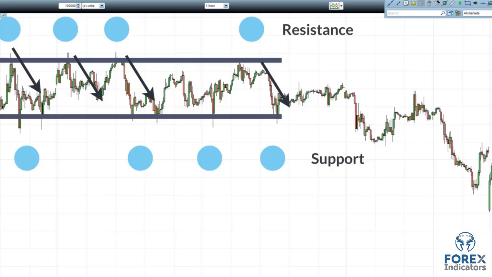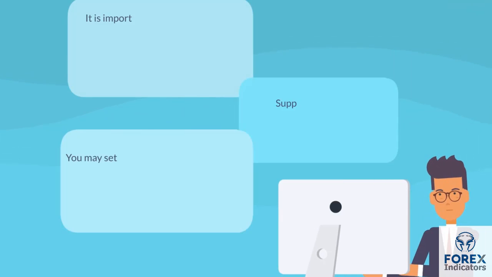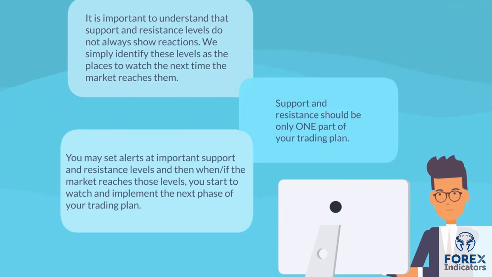We can see the market pressing against resistance and falling. It is also finding support and rising. It is important to understand that support and resistance levels do not always show reactions. We simply identify these levels as the places to watch the next time the market reaches them.